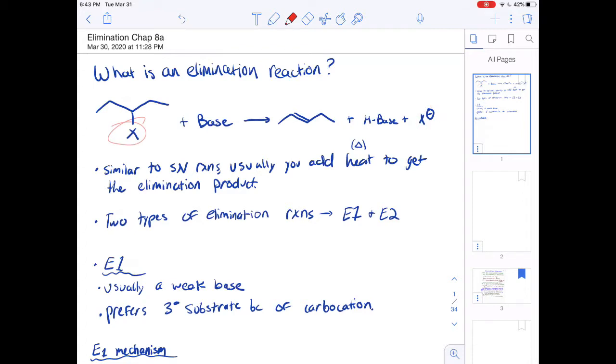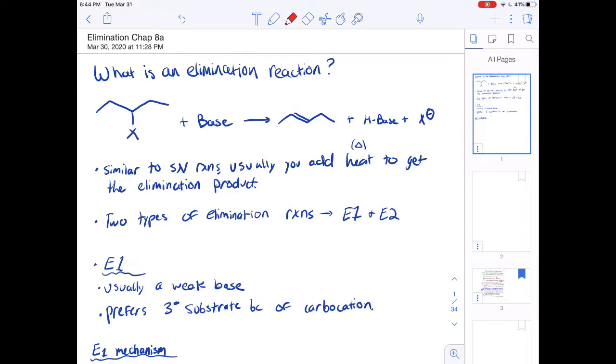So generally speaking, they're pretty similar to SN reactions, because the way that SN reactions run is you have a leaving group, and then you'll have a base, and normally this will come and attack, right? So you pretty much have the same requirements for an SN reaction, so the only thing that's going to force it to undergo elimination instead of substitution is you're going to have to add heat, which is usually designated as the little triangle, which I drew here, to get the elimination product.